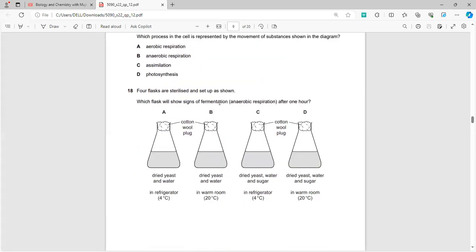Now, in question number 18, we know that fermentation occurs best in the presence of yeast at a higher temperature so that the enzymatic activity is greater, as well as in the presence of sugar so that the yeast can obtain nutrients. And there's a cotton wool plug so that the air does not escape back. So the best option is D.